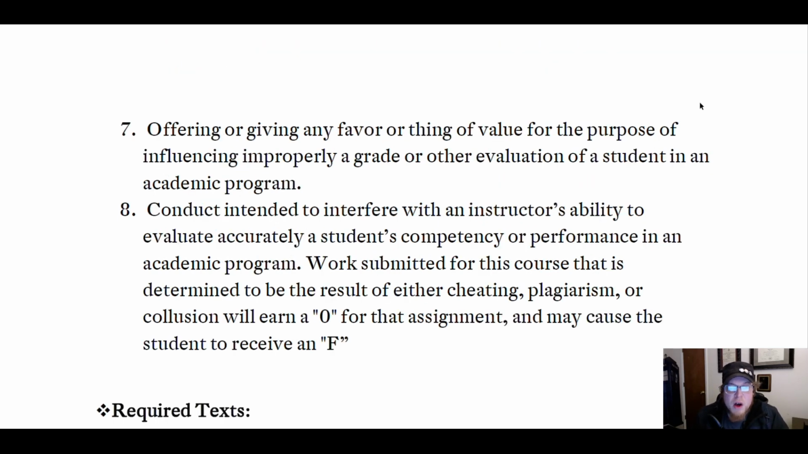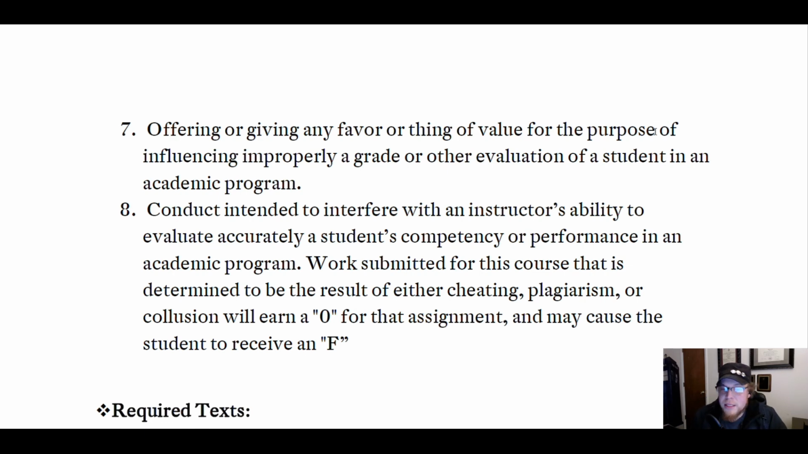7, offering or giving any favor or thing of value for the purpose of influencing improperly a grade or other evaluation of a student in an academic program. So you're failing, but you go, you know what? I've got a lovely timeshare in Orlando that you can use next year. That would be an instance of academic dishonesty. So don't try and bribe me.